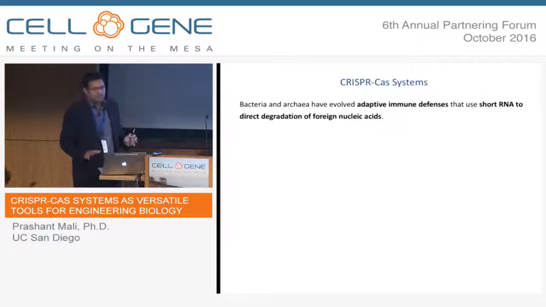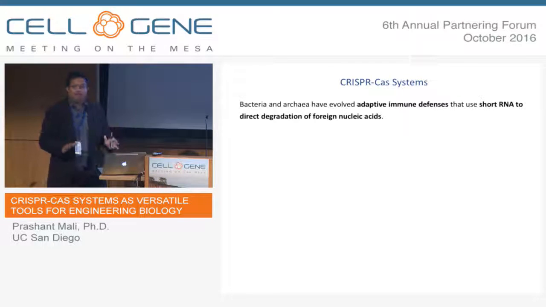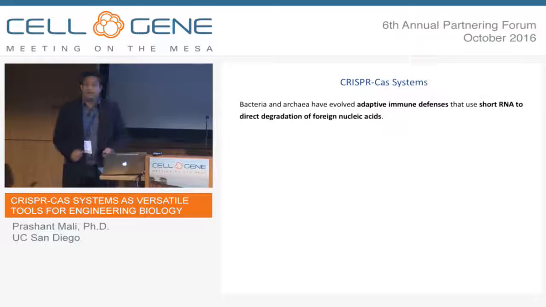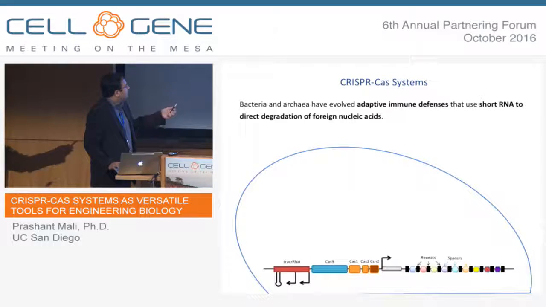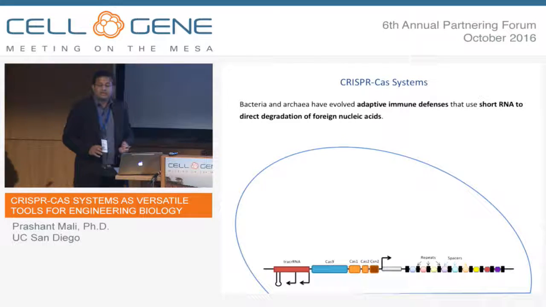These really are remarkable adaptive immune defenses that have evolved in bacteria and archaea that use short RNA to direct degradation of foreign nucleic acids. They come in multiple varieties. At least 5 different types are known, of which type 2 is the best understood. And here's an example of a type 2 CRISPR locus inside a bacteria.